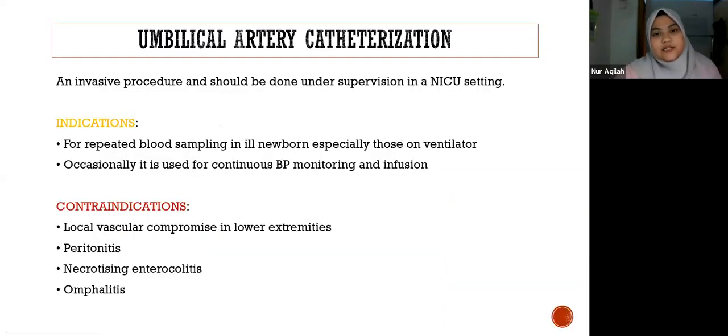catheterization. So umbilical artery catheterization, or we can say UAC to simplify, is an invasive procedure and should be done under supervision in an ICU setting.